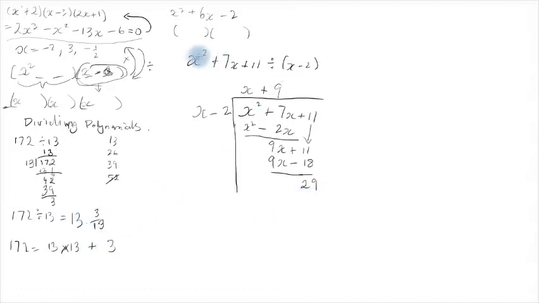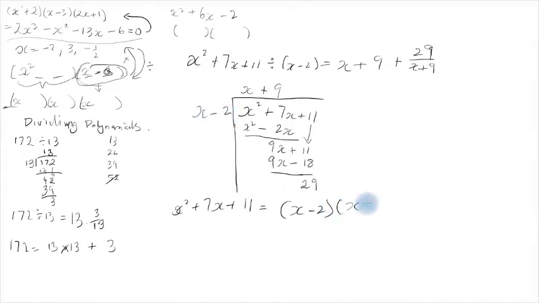So the answer to our initial problem is x plus 9. So our answer is x plus 9 plus a remainder of 29 over x minus 2. So that's presenting our answer in this way. Or you can write it in this second way if you really want and say that x squared plus 7x plus 11 equals x minus 2 multiplied by x plus 9 plus a remainder of 29.